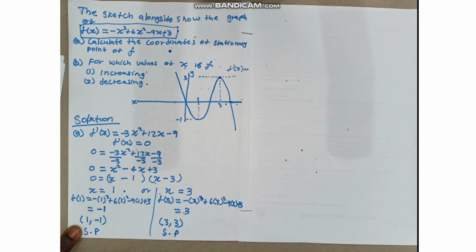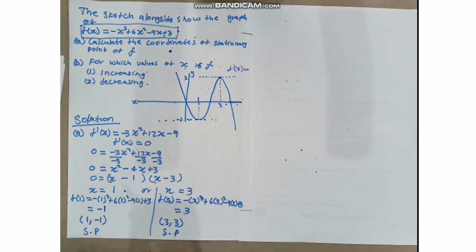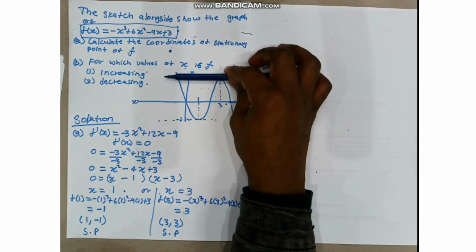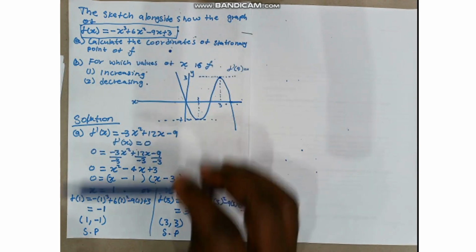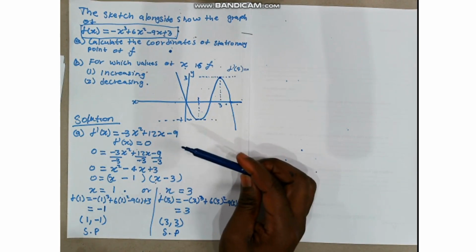This is how we find our stationary point. It's very important. A stationary point is where our gradient is 0. Here our gradient is 0. Here our gradient is 0. How do we find the gradient? We differentiate our original equation, our function. I hope it's very important.